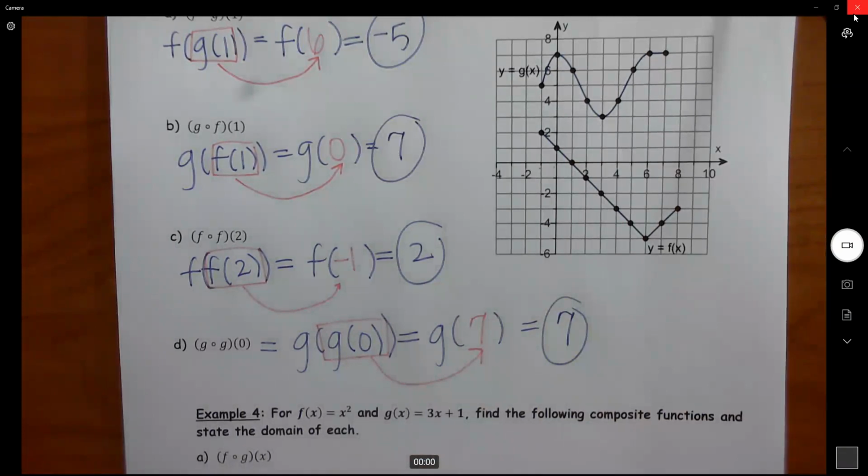Okay, so that's how you use composite functions when you are given a function, given a table, or given a graph, and you are given some value to plug in.